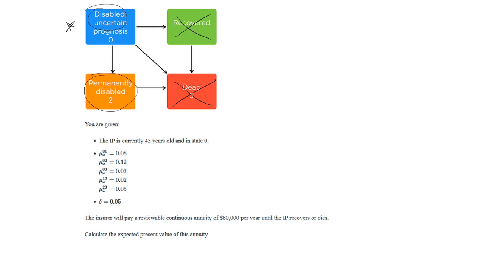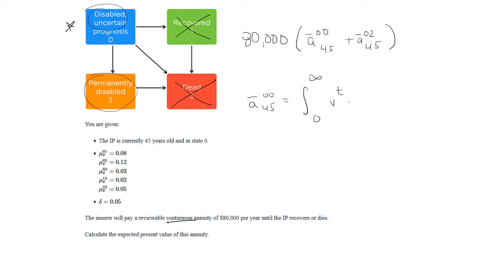So we want to calculate the expected present value of this annuity. Keep in mind this is continuous. So this will pay $80,000 if it's continuously in state 0, or if it transitions to state 2. All right, so because it's continuous, we can calculate using an integral. So we'll go from 0 to infinity, v^t times tp45 dt, and this is staying at state 0.